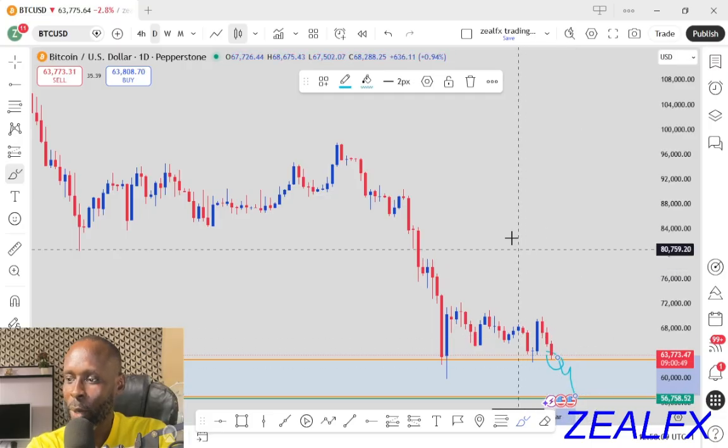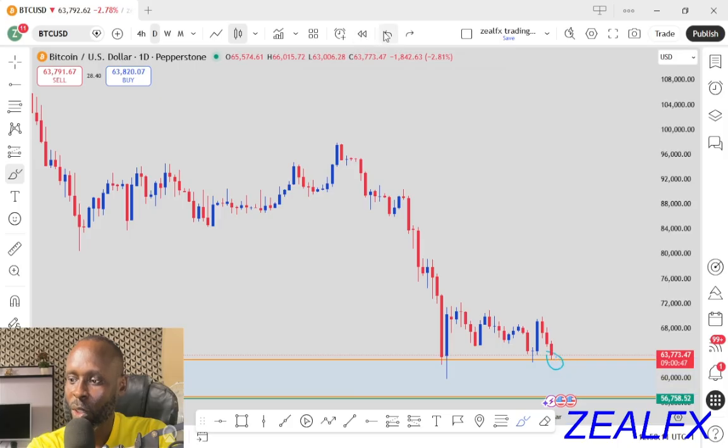So we need price to create a resistance for us to sell. So long as we have a series of lower highs, which is a downtrend structure, we look to sell the BTC USD. Selling from this current level is a trap. Don't try selling from this level. This might lead to losses on the BTC USD.